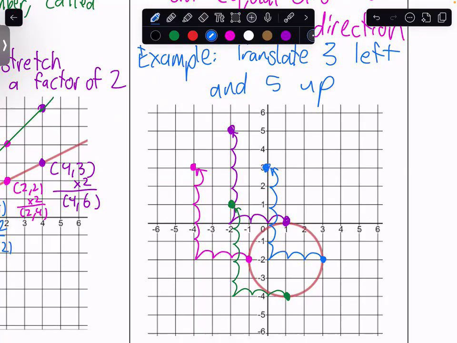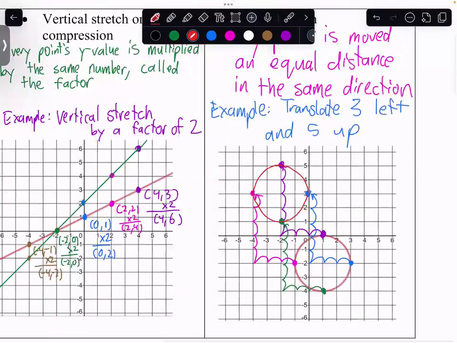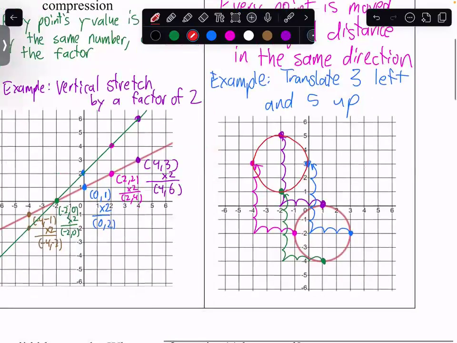Okay, so now you look at the new points and you just connect them back up. So we'll go and draw the circle that goes through those 4 points. So yeah, the shape stayed the same in this case. It just moved to another location.